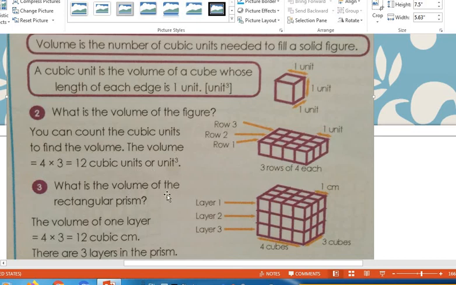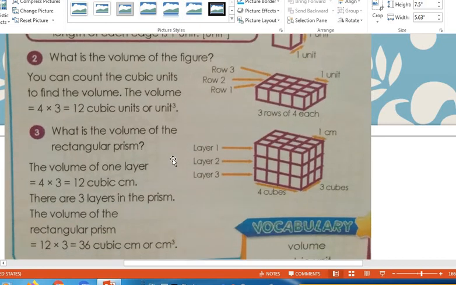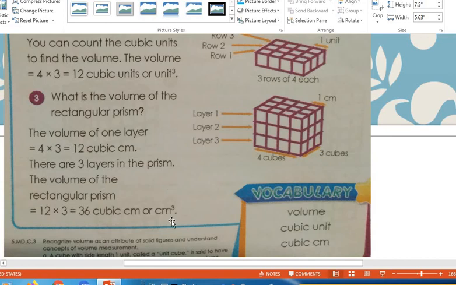What is the volume of the rectangular prism? It has 3 rows: layer 1, layer 2, layer 3. The volume of one layer, as we calculated, is 12 cubic units or 12 unit power 3. So there are 3 layers in the prism. The volume of the rectangular prism equals this 12 that I calculated times what? 12 times 3. Why 3? Because there are 3 layers. So it will be 36 cubic centimeters or centimeter power 3.